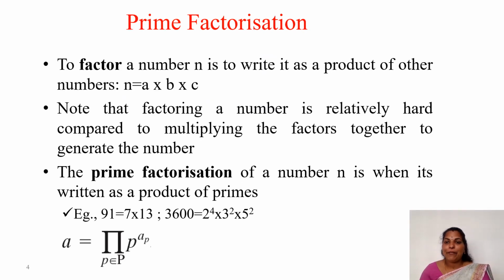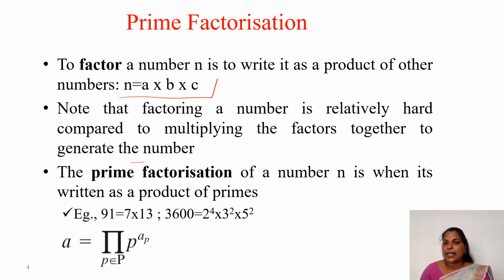Next is prime factorization. Any composite number can be written as a product of prime numbers. That is what we call prime factorization. To factor a number n, we have to write it as a product of other numbers, that is n equals a into b into c. Factoring a number is relatively hard compared to multiplying the factors together to generate the number.